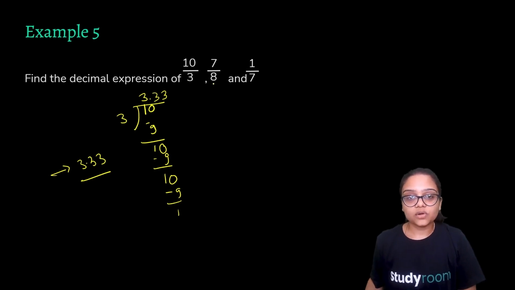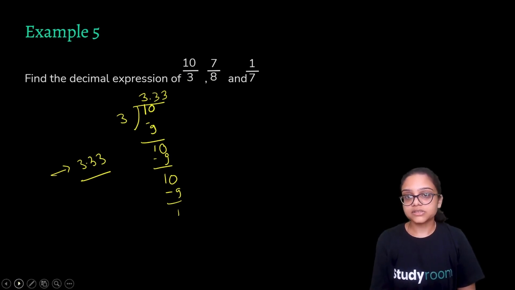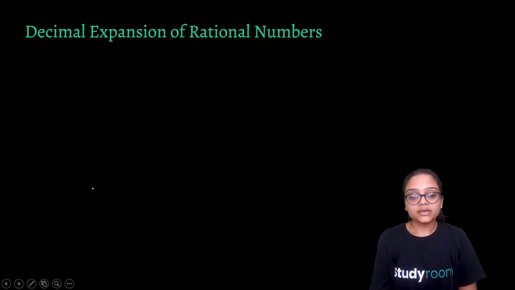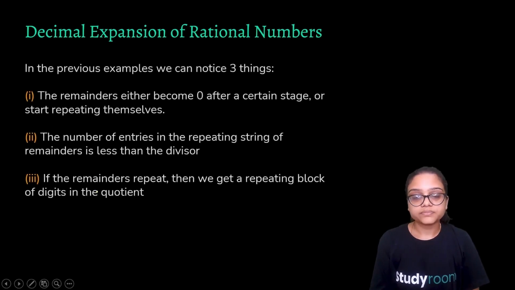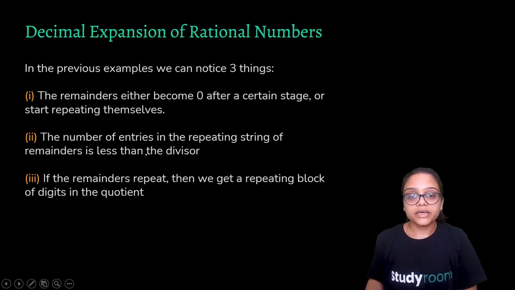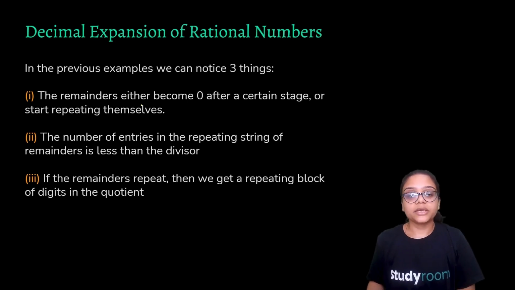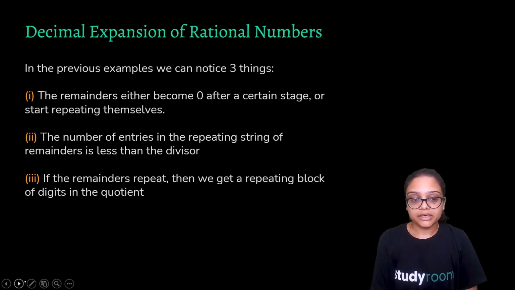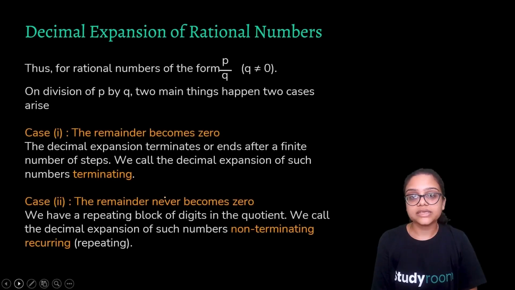Similarly, you can solve the other two in the same way and you're going to discover that there are some divisors for which rational numbers don't lead to remainder 0. The same is written here. The remainder either comes 0 after a certain stage or starts repeating itself. The number of entries in the repeating string of remainders is less than the divisor. And third, if the remainder repeats, then we get a repeating block of digits in the quotient. This can be checked from the first question which we did. We were getting 3 multiple times, right? Every time we were getting the remainder 1, so the same remainder repeats, leading to the same block of digits in the quotient.